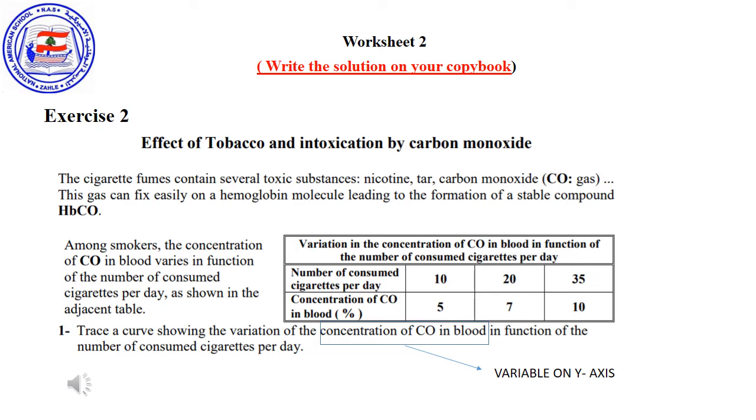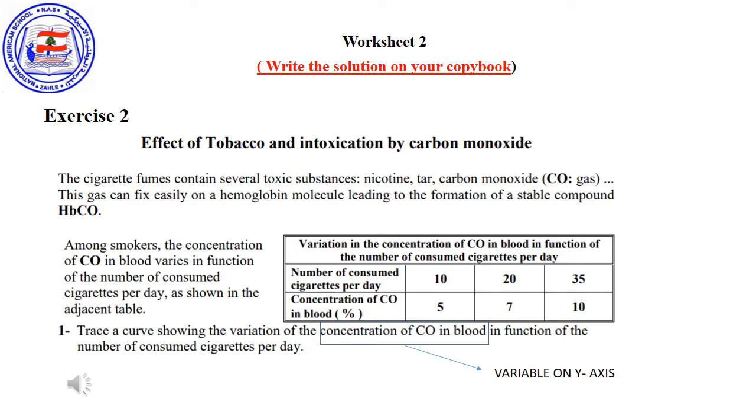Among smokers, the concentration of carbon monoxide, CO, in blood varies in function of the number of consumed cigarettes per day. So the concentration of carbon monoxide depends on the number of consumed cigarettes, as shown in the adjacent table. Number 1. Trace a curve showing the variation of the concentration of carbon monoxide in blood in function of the number of consumed cigarettes per day.